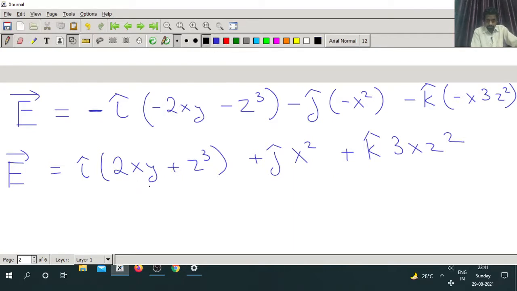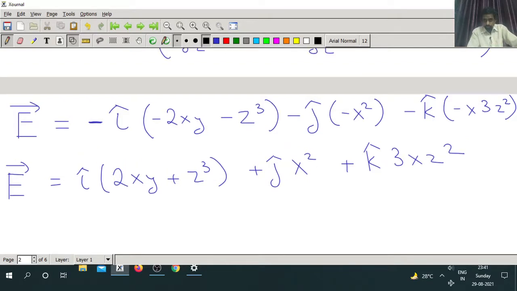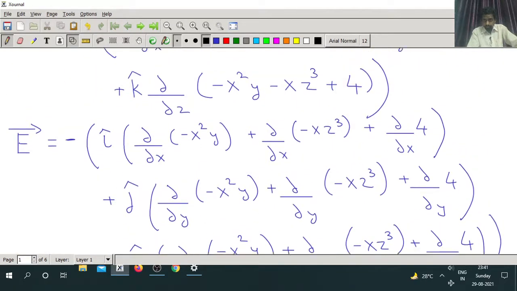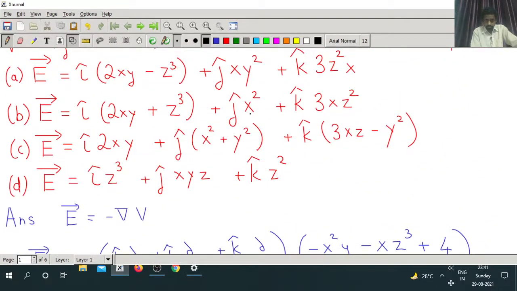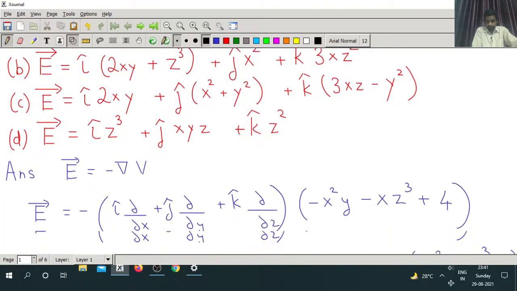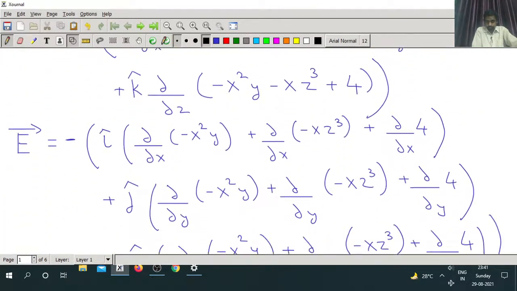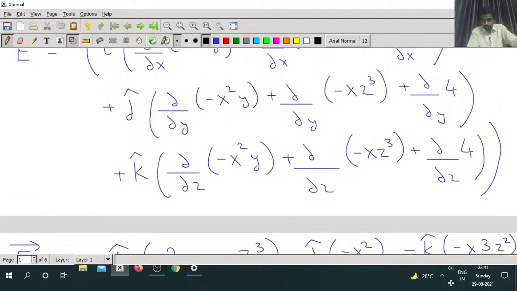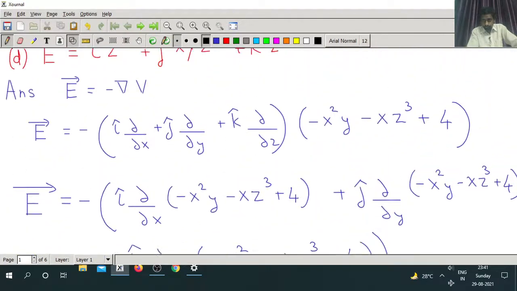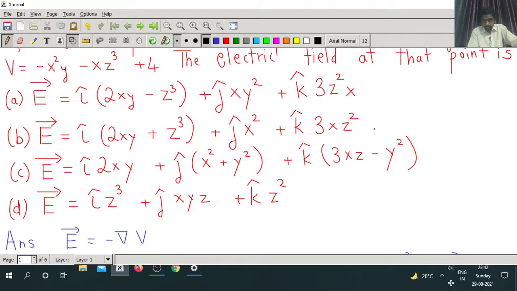So student, you can see, in I cap it is 2xy plus z cube, plus j into x square, plus k cap into 3xz square. So the answer is B. So the first question answer is B.